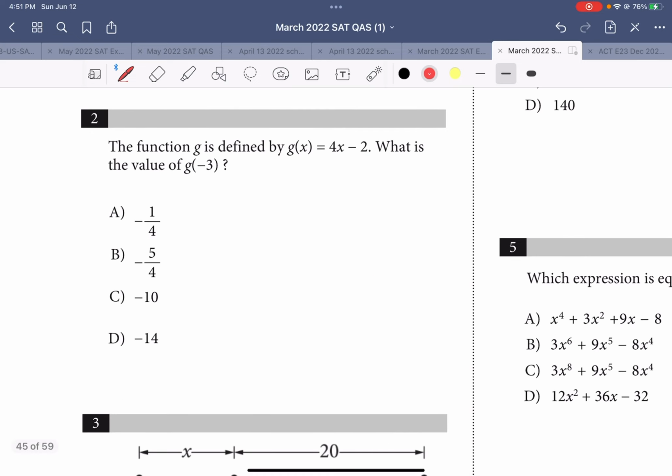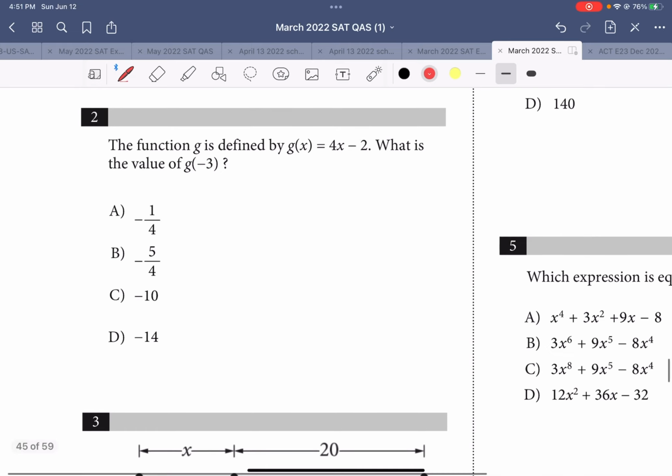Number two, the function g is defined by g of x equals 4x minus 2. What is the value of g of negative 3? So simply you substitute negative 3 here. So 4 times negative 3 minus 2, negative 12 minus 2, so negative 14. D.